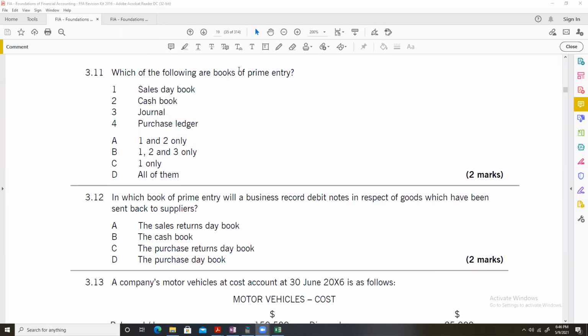Which of the following are books of prime entry? Now, sales day book, cash book, and journal. These three are books of prime entry, but purchase ledger is not a book of prime entry. So these three, 1, 2, and 3, B is the correct answer. These three are day books. So B is the correct answer to this one.